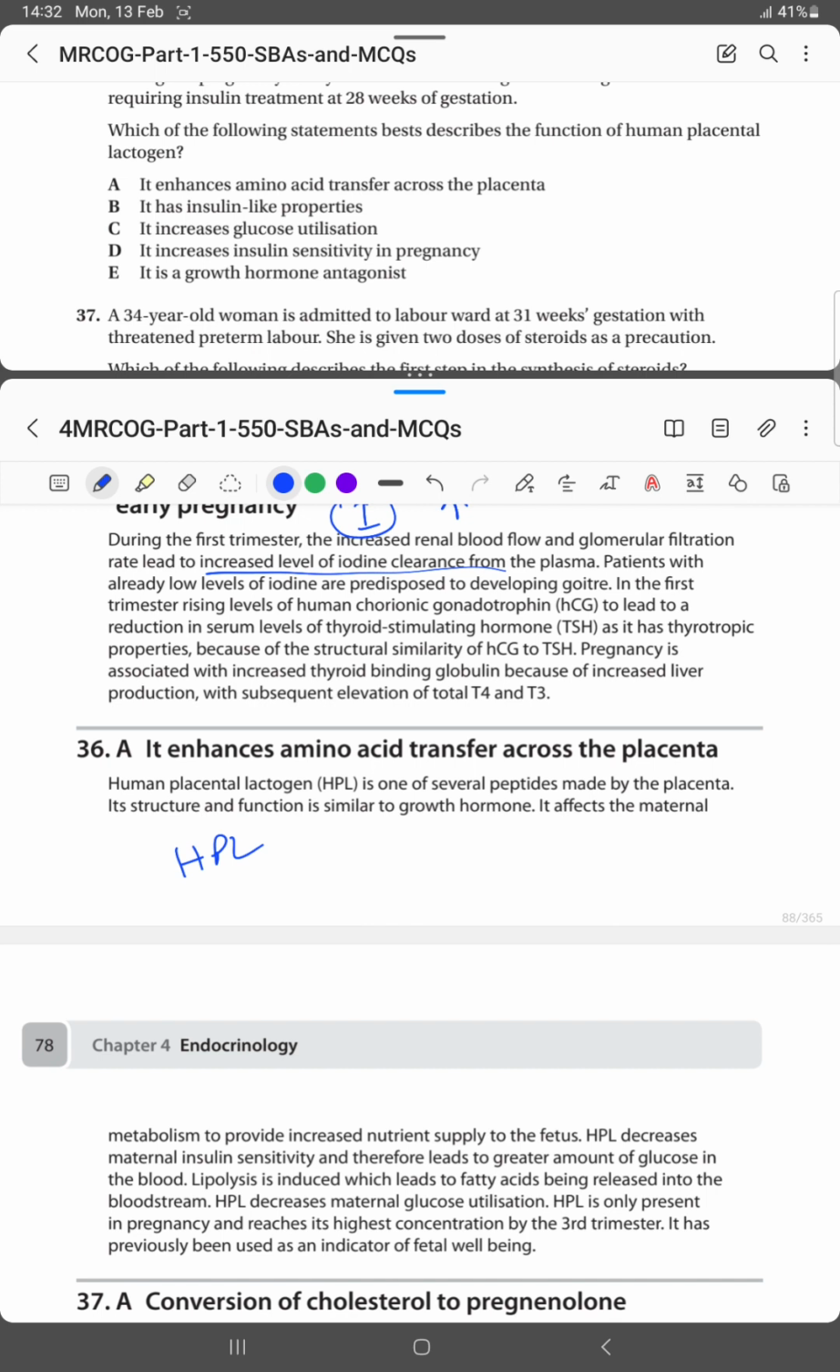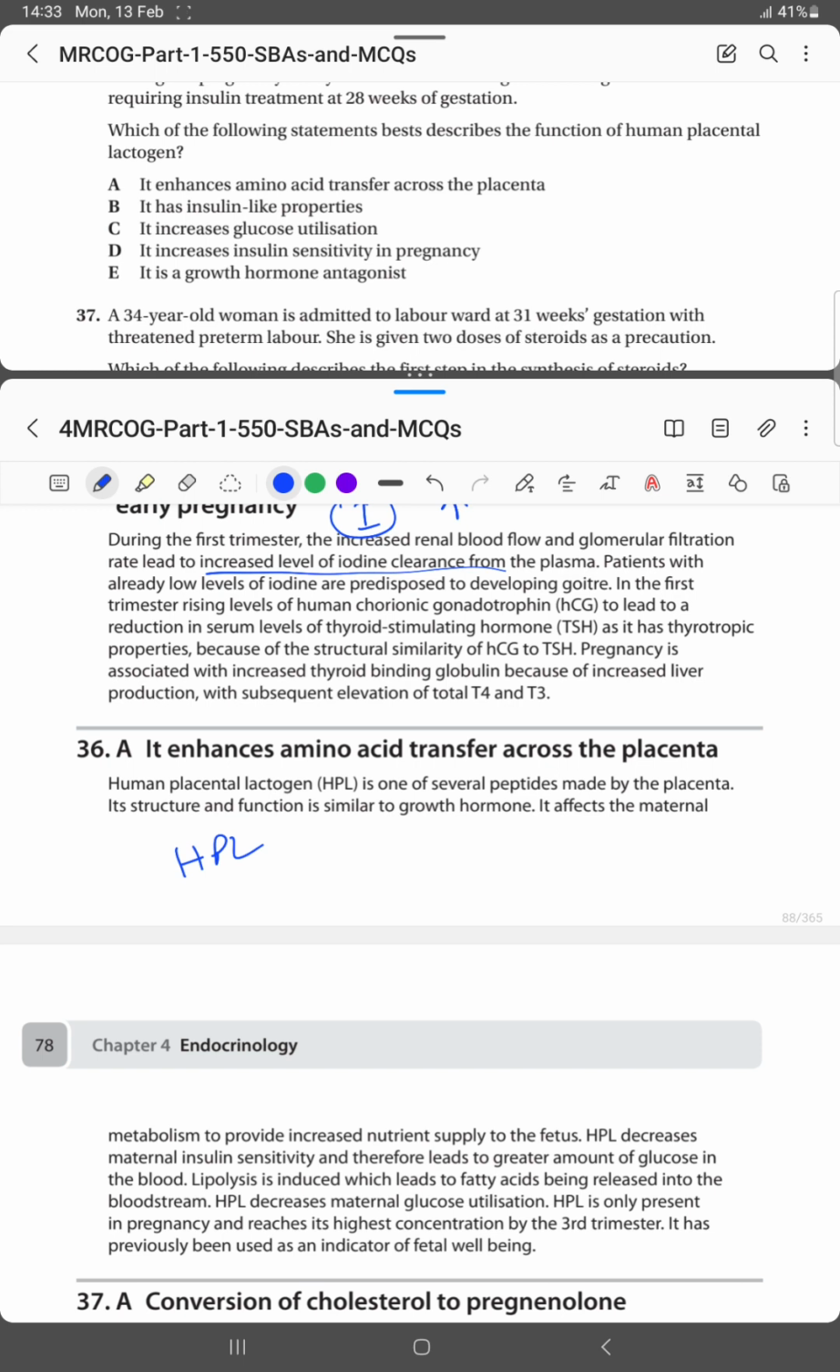HPL decreases maternal insulin sensitivity and therefore leads to a greater amount of glucose in the blood. Lipolysis is induced, which leads to fatty acids being released into the bloodstream. HPL decreases maternal glucose utilization. HPL is only present in pregnancy and reaches its highest concentration by the third trimester. It has previously been used as an indicator for fetal well-being.